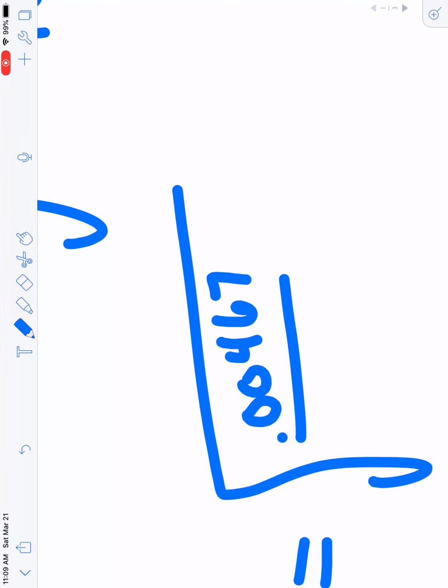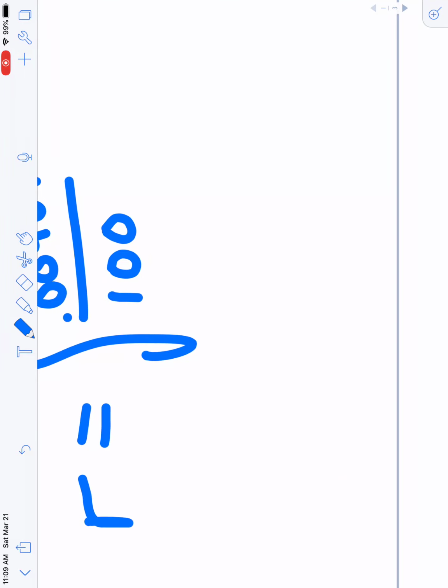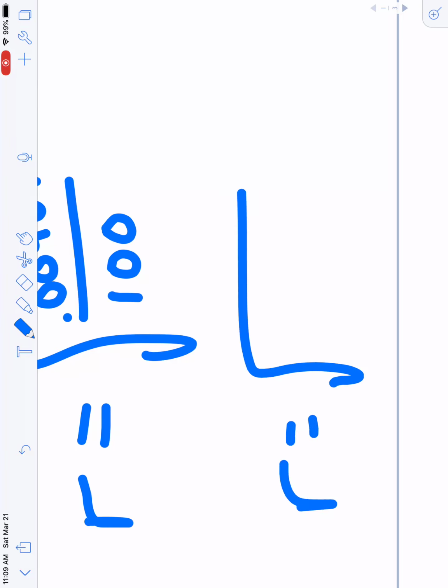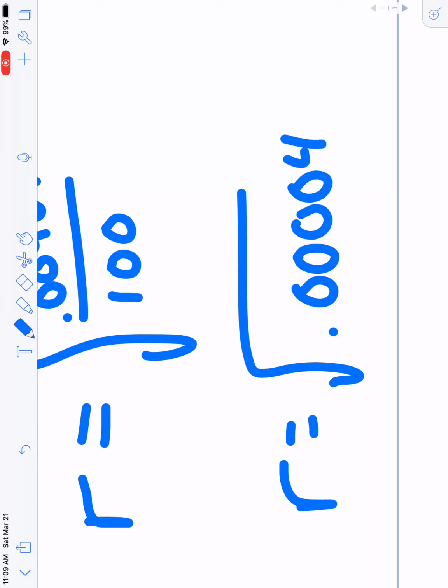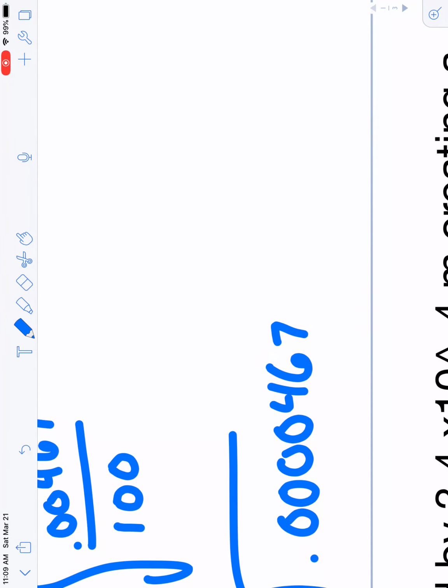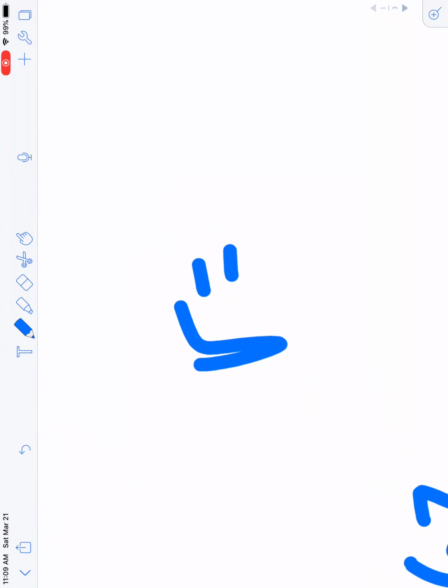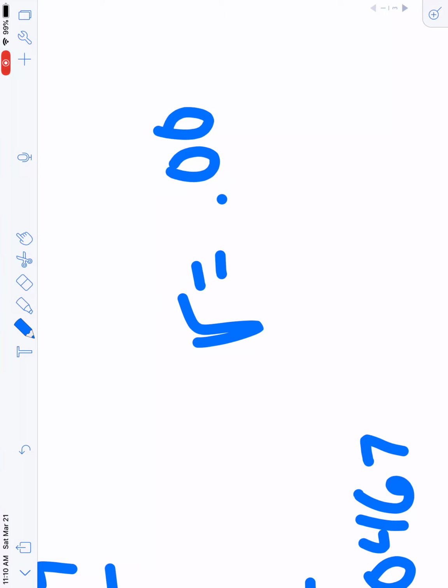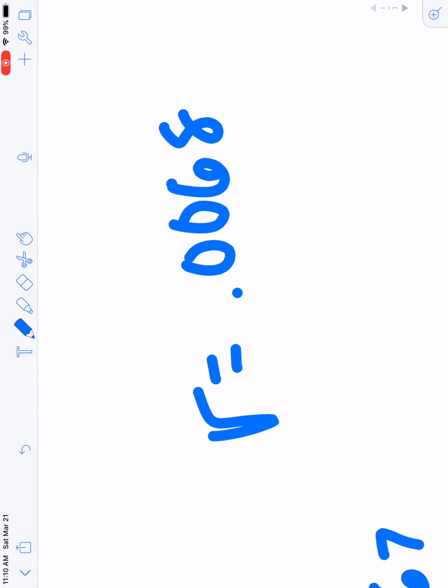0.00467 divided by 100. Radius equals the square root of 0.00467. Square root of that. Radius equals 0.068, and this answer is in meters.